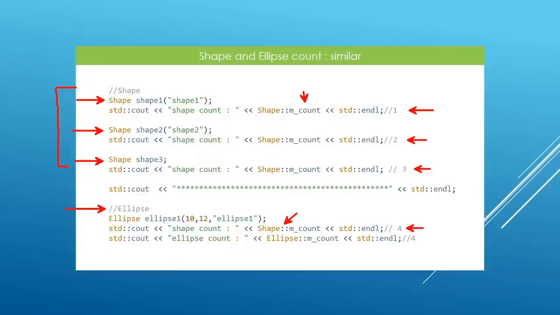But if we also print ellipse count, we're going to get a 4, even if we really just have one ellipse. So the static variable from shape is being inherited and used in our ellipse class, and this may not be what we want. So the problem here is that the static variable we are using in shape and ellipse are the same because the one we have in ellipse was inherited from shape. That's why we have these results here. But sometimes we just want to have ellipse count to be 1 here because in reality we really have one ellipse. So how do we do that?